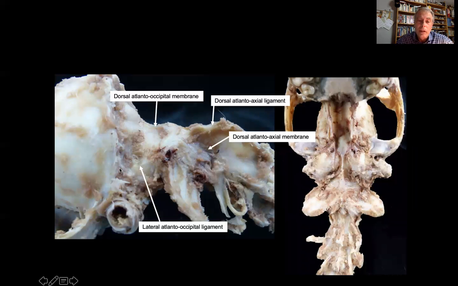Now we are going to talk about this place here. It is between the occipital bone, the atlas, and the axis. Okay, this is this joint here that has relevance in clinics. Okay, between the atlas and the occipital bone, there is a membrane, right? This is the dorsal atlanto-occipital membrane. The same is between the atlas and the axis. Okay, the dorsal atlantoaxial membrane, reinforced with ligaments, the lateral atlanto-occipital ligament and the dorsal atlantoaxial ligament.